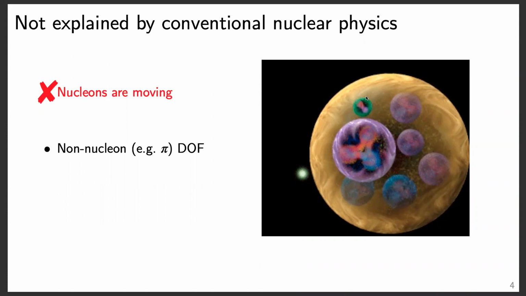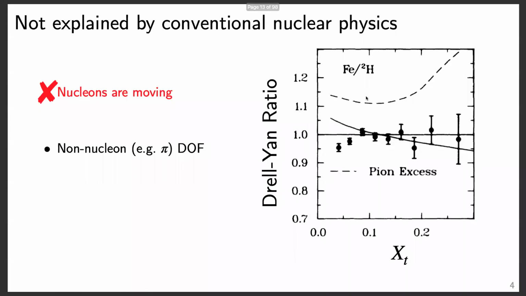My understanding is that there were several models based on this that were actually successful in explaining the EMC effect. However, these models also predicted an enhancement in the C quarks of the nucleon that would show up as an enhancement in the Drell-Yan ratio. And so this is one of my missing references.